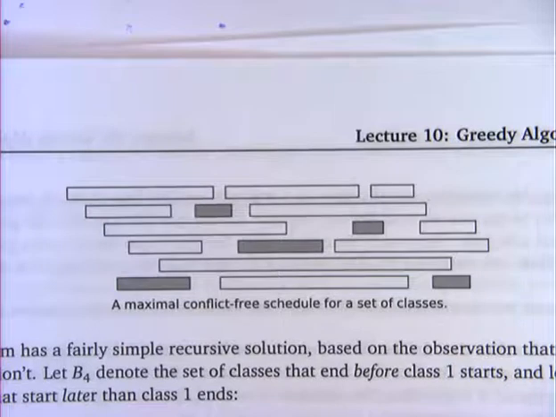Okay? So somewhat more formally, you're given a collection of intervals that have a start time and an end time. And you want to choose a subset of those intervals such that no pair in your chosen subset overlaps. And you want that subset to be as large as possible.